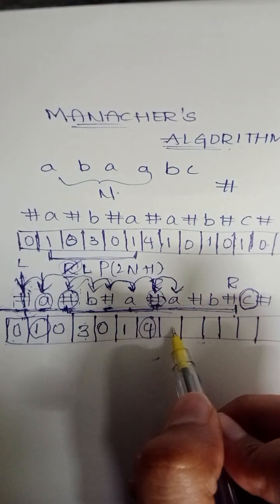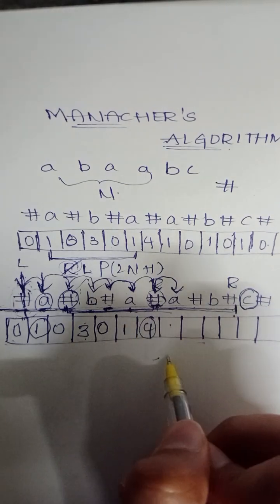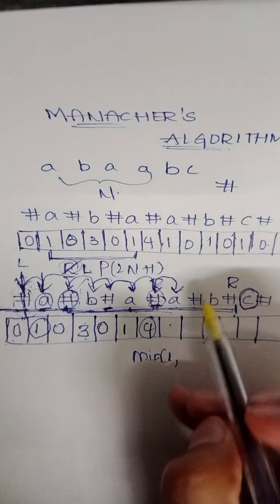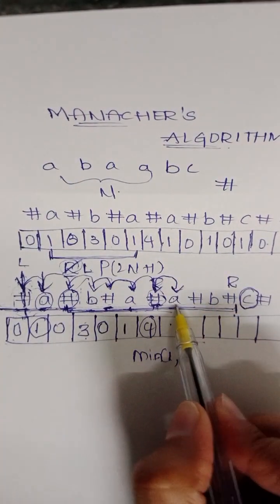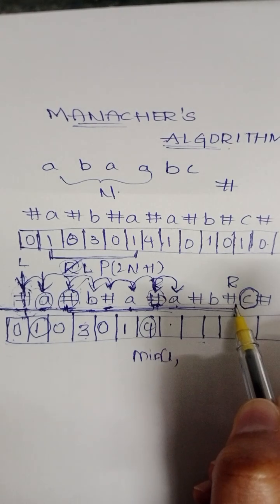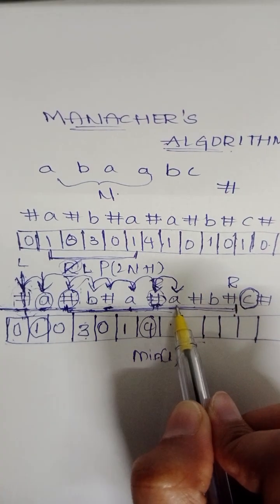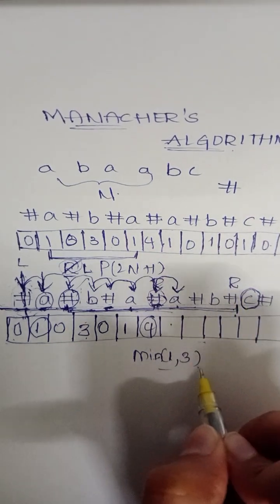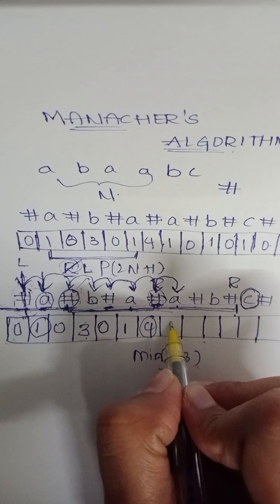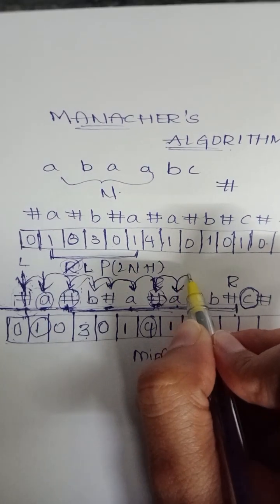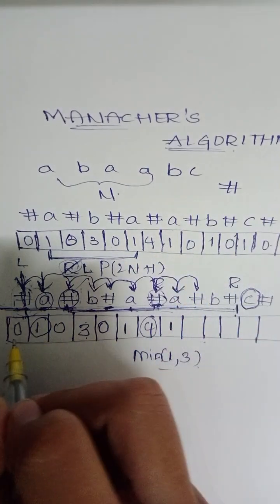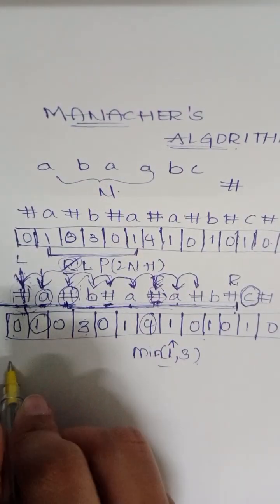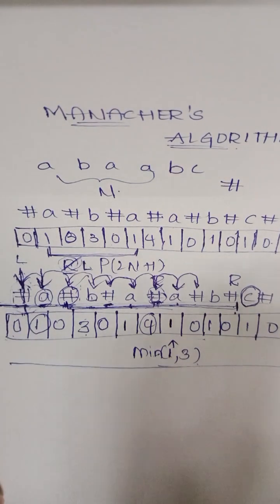According to the mirroring property, it will hold the value of minimum of 1, comma, right pointer minus current pointer, which gives us 3. Minimum of 1 and 3 is 1, and so the value stored here is 1, and now the pointer is updated. Similarly, we'll fill this. Our LPS array is filled.